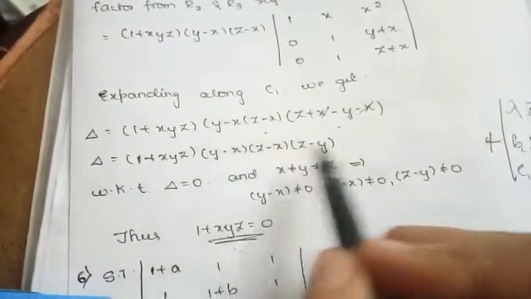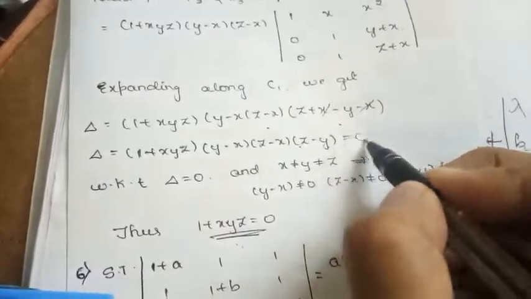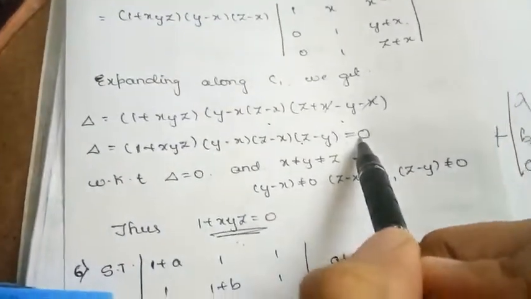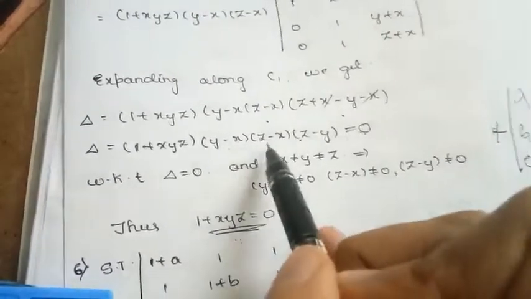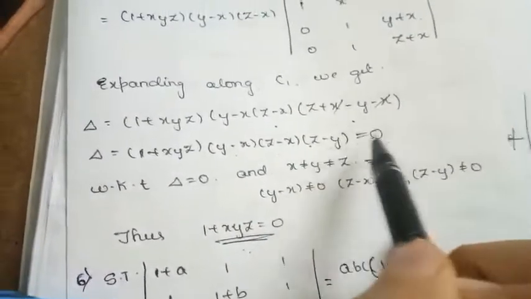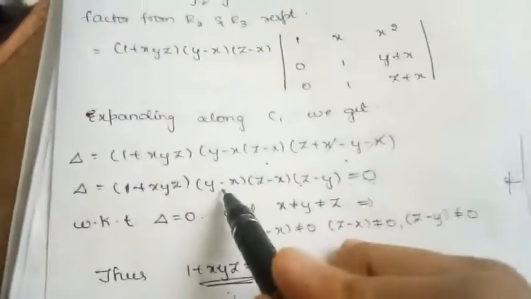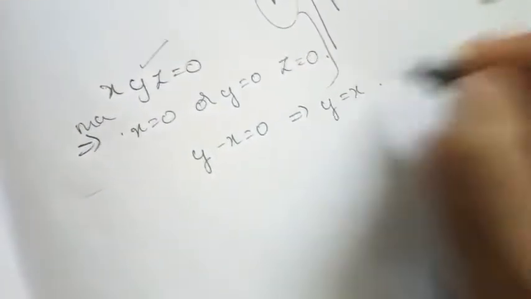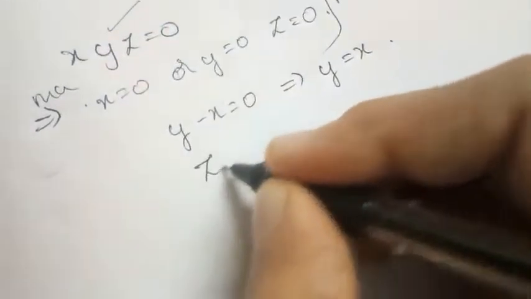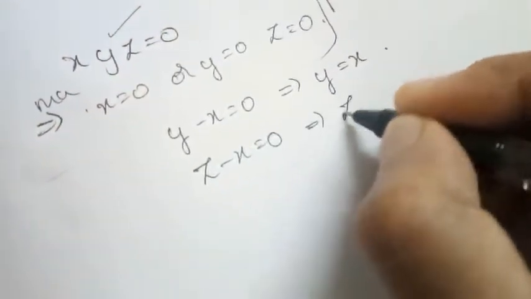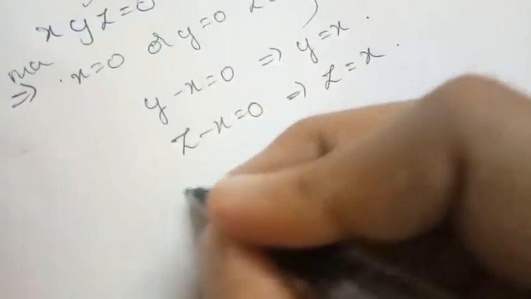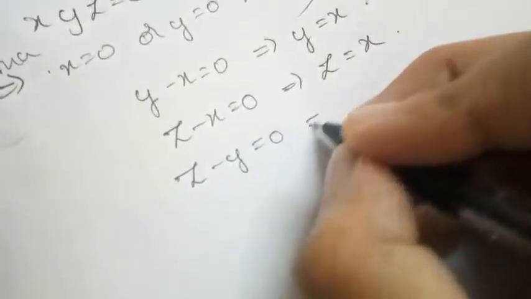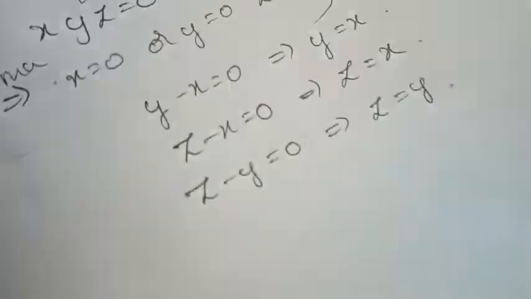So now using the same ideology here also, here it is in the multiplication form. Now this one is equal to 0 implies either this one is equal to 0 or this one is equal to 0 or this term is equal to 0 or this term is equal to 0. Suppose if I take y minus x is equal to 0, what does that imply? Y is equal to x. Suppose if I take z minus x is equal to 0, what does that imply? Z is equal to x. Suppose if I take z minus y is equal to 0, what does that imply? Z is equal to y.